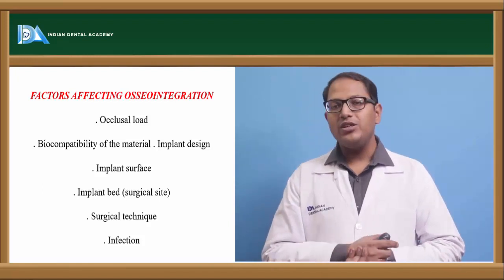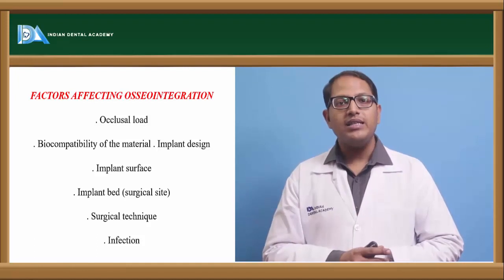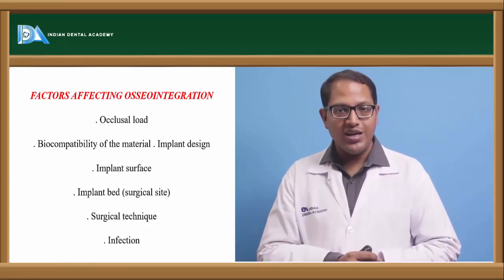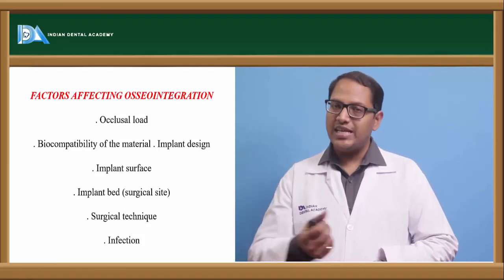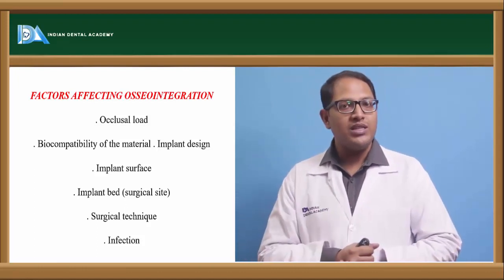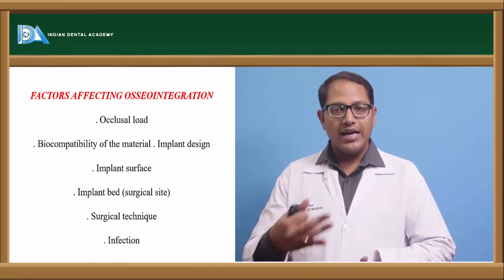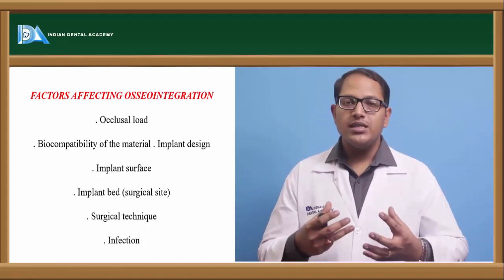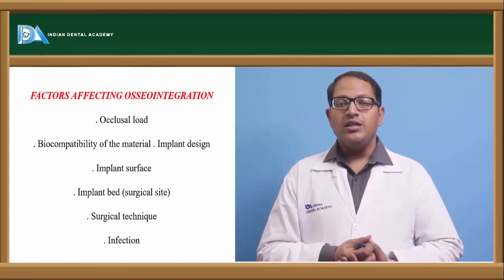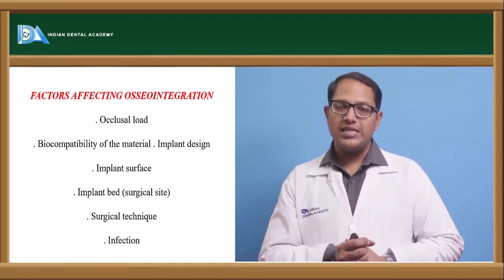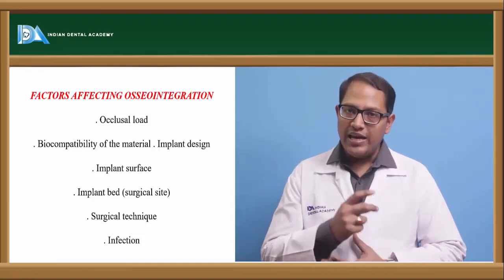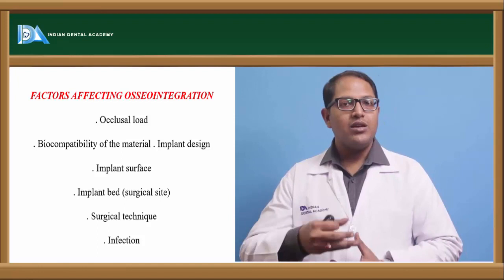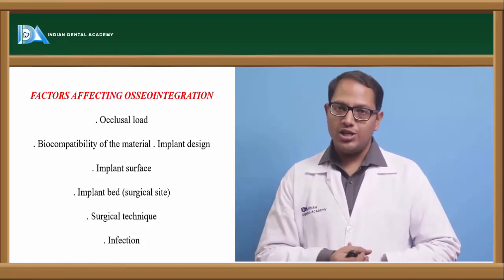Similarly, the implant bed that you have created, that is the surgical bed: if you have not created enough blood supply in it and you have destroyed some of the blood supply there, then the natural healing process will be delayed, granulation tissue formation will not be there, and the different stages of healing will not occur. Hence, osseointegration will be delayed. Even the surgical technique matters. How does the surgical technique matter? Because of how much torque you have used to place an implant, how much heat you have generated while placing the implant, and how many revolutions per minute, RPM, you have used. These are all factors that also govern the osseointegration of an implant.